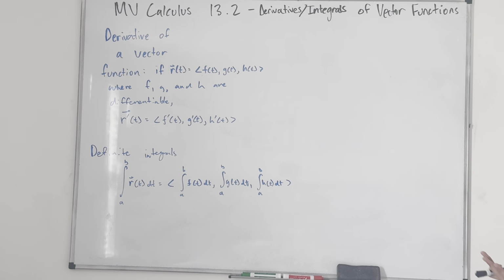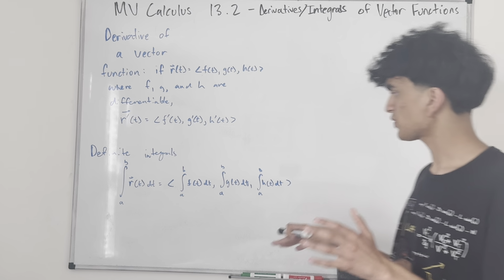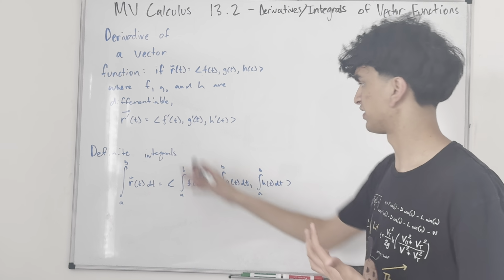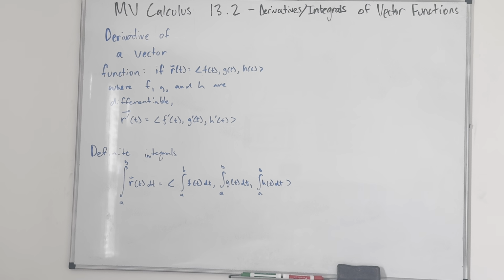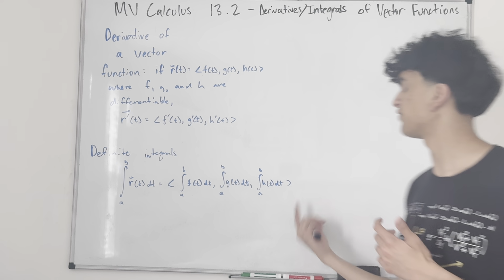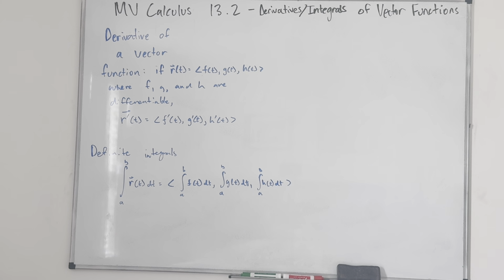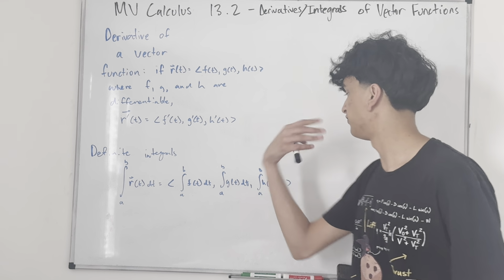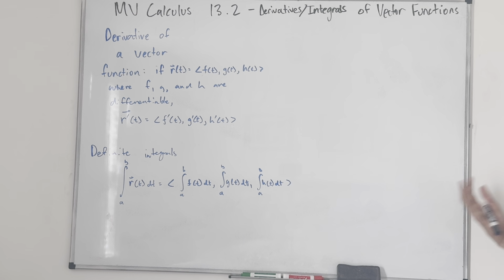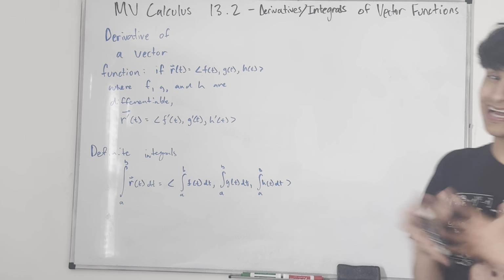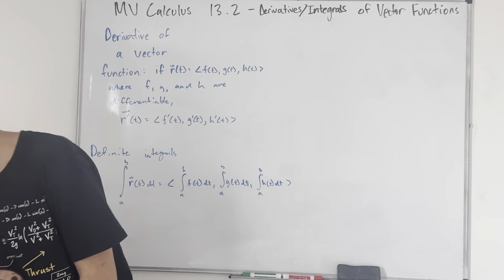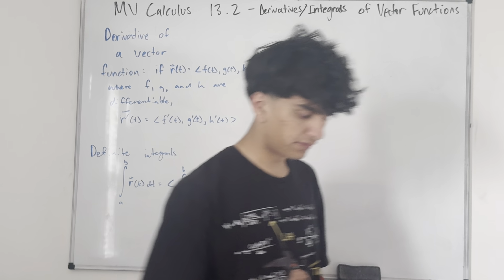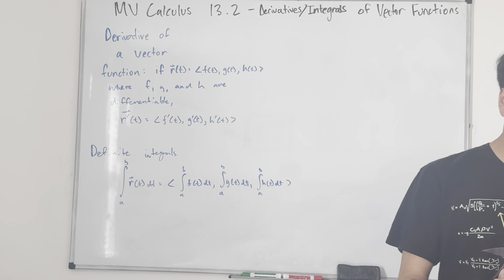And for definite integrals, if you take the definite integral of r prime of t dt, then it's going to be equal to a vector where the components are just the definite integrals with the bounds a and b of f, g, and h. So that's really kind of all you need to know, as well as the fact that all of the differentiation rules work the same, right?